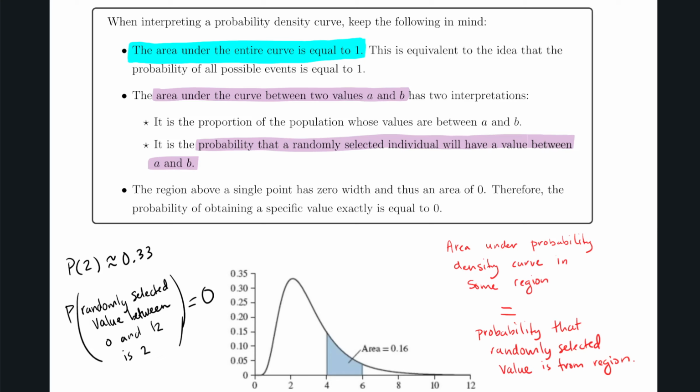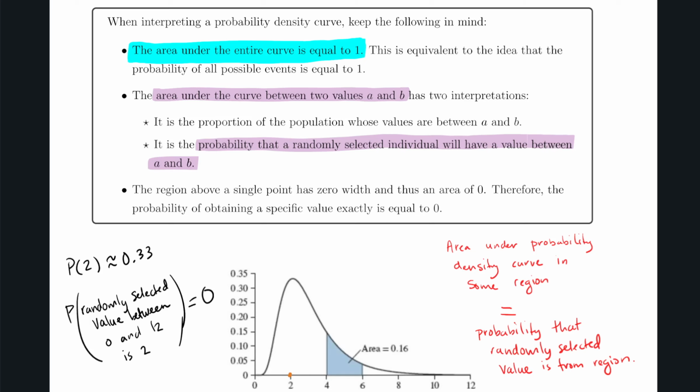So the likelihood, if I'm randomly selecting from the infinitely many different values between 0 and 12, the probability that of those infinite possibilities I select exactly 2, that probability is 0. And we can relate that back to our area understanding, where the probability is the area under the curve.